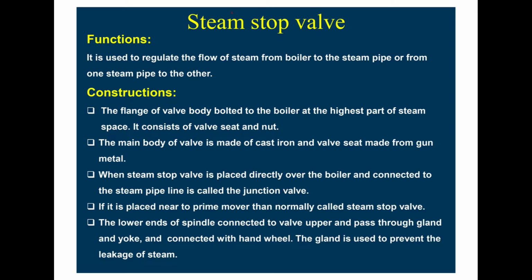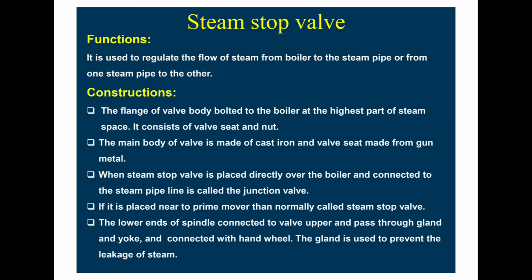Construction: the flange of the valve body is bolted to the boiler at the highest part of the steam space. It consists of a valve seat and a nut. The main body of the valve is made of cast iron and the valve seat is made from gunmetal. When the steam stop valve is placed directly over the boiler and connected to the steam pipeline, it is called the junction valve. If it is placed near the prime mover, then it is normally called a steam stop valve.